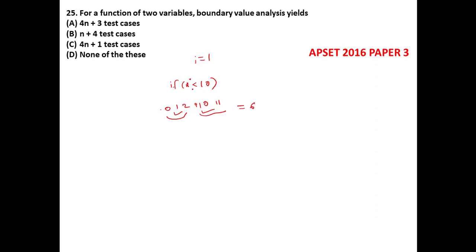Boundary means at the boundaries we have to check whether it contains any bugs or not. Okay, so in boundary value analysis, there are two types. One is a function of two variables, and the next one is range variables. For the function of two variables, the equation is 4 into k plus 1. Here he has given two variables, so 4 into 2 plus 1 becomes 9, right? So 4 of 2 plus 1 is not given, so the answer for this question is option D, none of these.